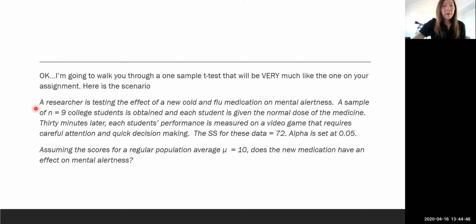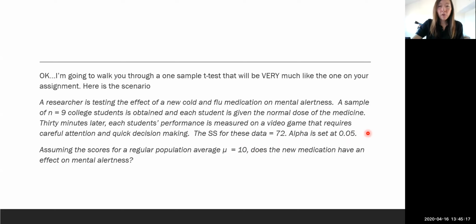Okay, so the scenario. A researcher is testing the effect of a new cold and flu medication on mental alertness. A sample of 9 college students is obtained, then each student is given the normal dose of the medicine. 30 minutes later, each student's performance is measured on a video game that requires careful attention and quick decision-making. The sum of squares for these data is 72, and our alpha level is going to be set at 0.05.